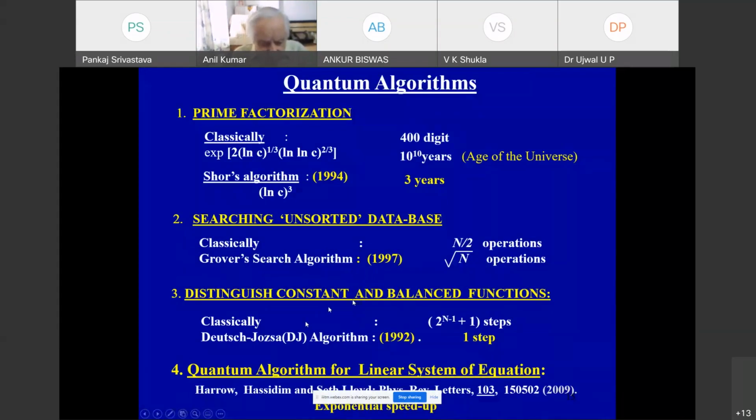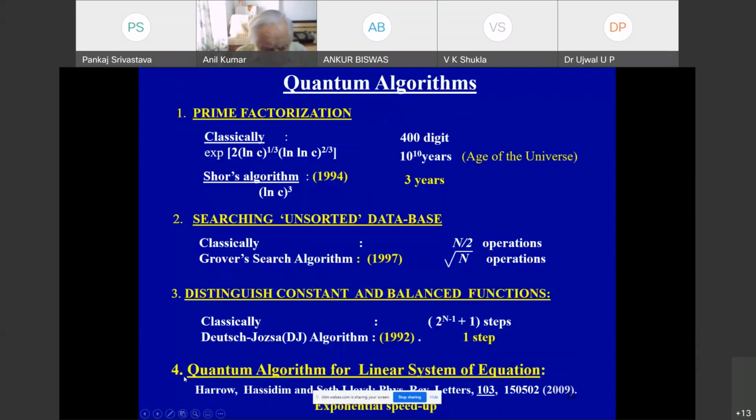They distinguish constant and balanced functions. There are certain types of functions which are either constant or balanced. Constant functions are those which are independent of the parameter value. Balanced functions are those which have one value for half the parameters and another value for the other half of the parameters. Classically, it takes several steps to distinguish such functions. Joshua gave an algorithm in 1992 which does it in a single step.